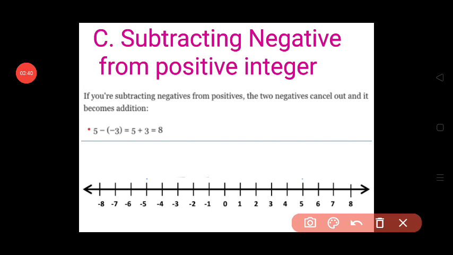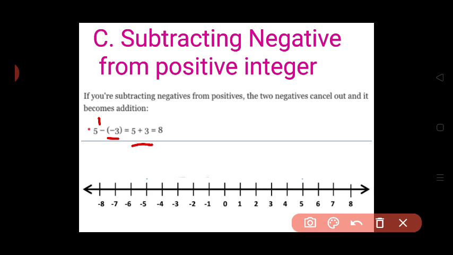The next case is subtracting a negative from a positive integer. So if you see, the minus 3 is negative and we are subtracting minus 3 from 5, but here is also a negative symbol, so two minuses become positive. Now the negative is cancelled and 5 plus 3 is equal to 8.